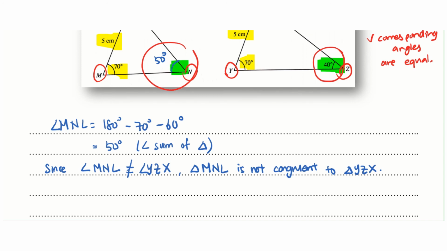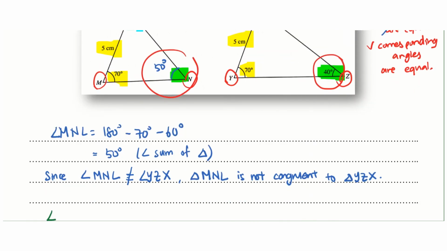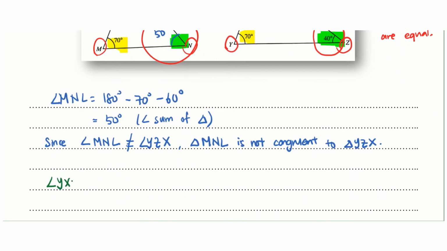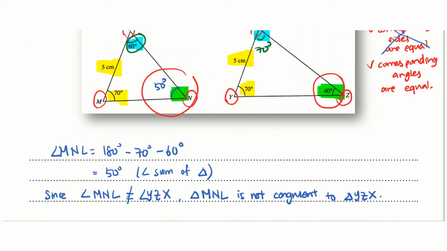Alternatively, instead of trying to find out angle MNL, what you could also have done is to find out angle YXZ instead. That will be 180 degrees minus 70 degrees minus 40 degrees, so I will have 70 degrees over here. If angle YXZ here is 70 degrees, but this is 60 degrees, clearly they are not equal.